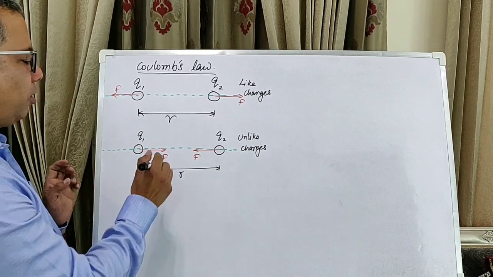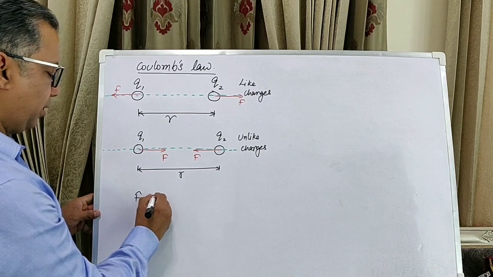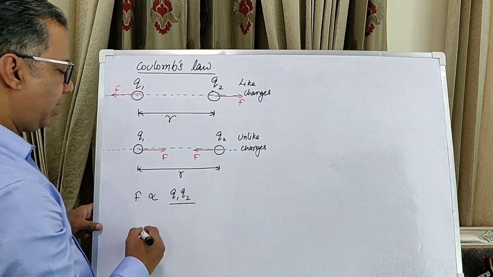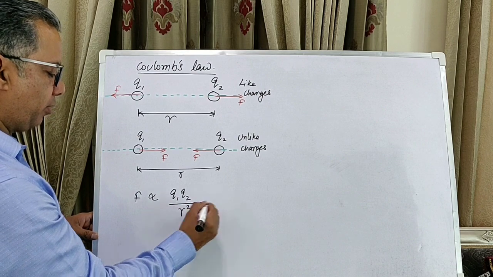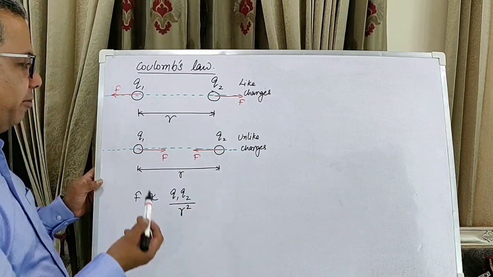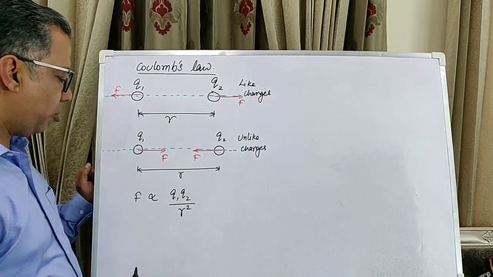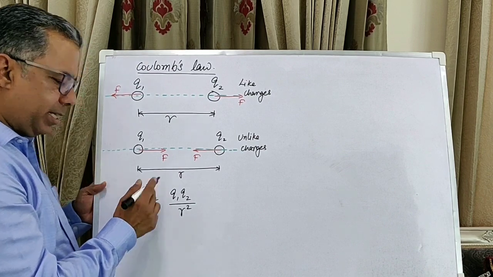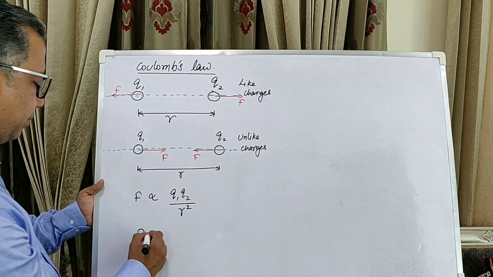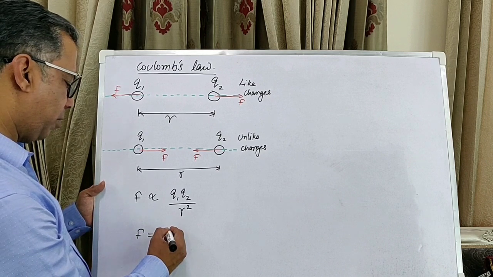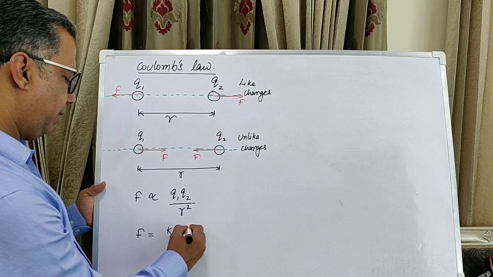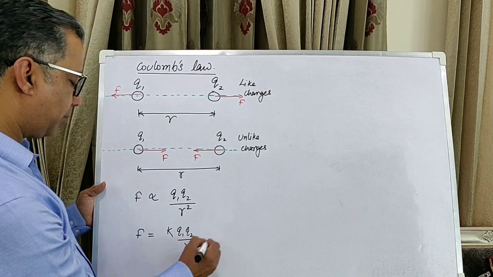The magnitude of these forces is directly proportional to the product of the 2 charges and inversely proportional to the square of the distance between these charges. Now, that's the law that governs forces between charged objects. The proportionality can be converted into an equality by introducing a constant, and for the time being, let's call this constant capital K, so F equals K Q1 Q2 by R square.